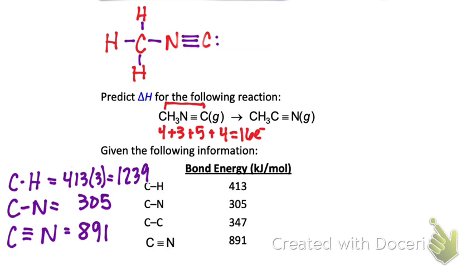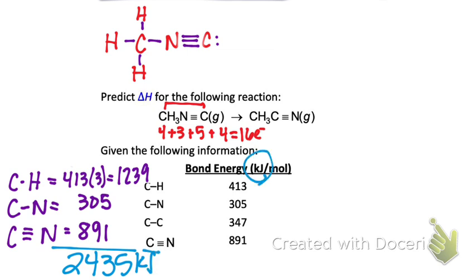So I think that's all the bonds accounted for on that reactant side. Would we agree? Yep. We took care of this one, we took care of this one. So I think we should be good there. Let's add up that reactant side. 2, 4, 3, 5. 1239 plus 305 plus 891 gives me a total of 2435 kilojoules.